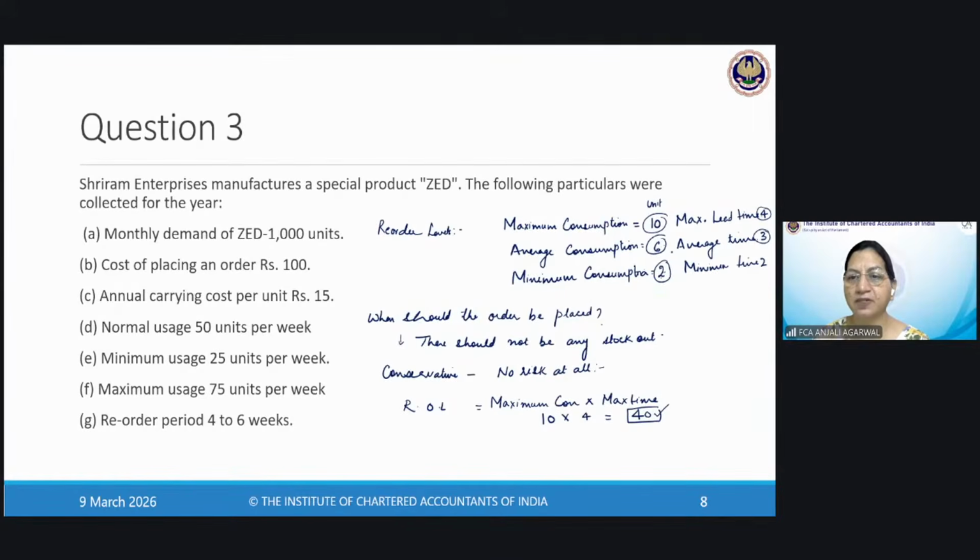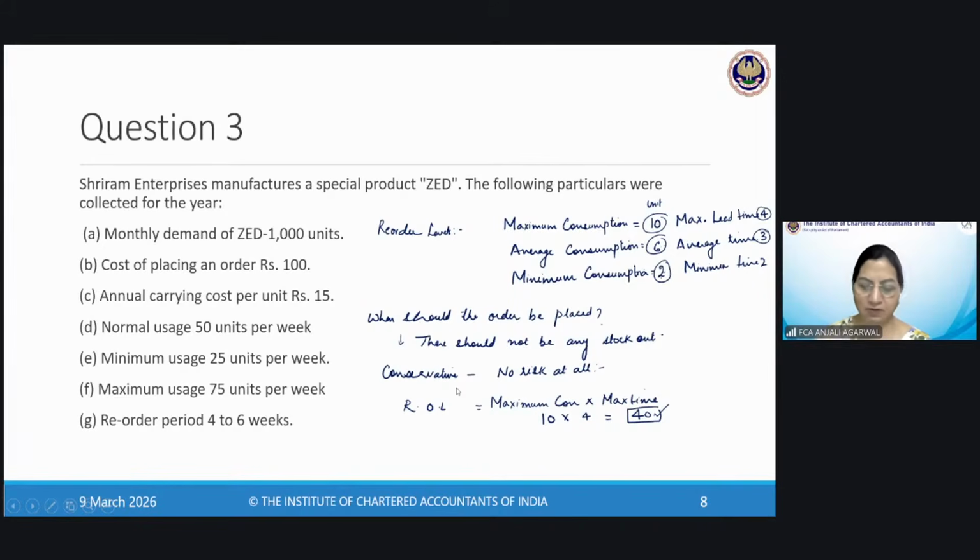Let's take the worst scenario. You had a maximum consumption and the stocks were also delivered in maximum time. So 10 into 4, 40. But then I'm sure by now they will be delivered and I had exactly 40 units to ensure that my operations are smooth. So if you follow this approach, maximum consumption into maximum time, you will have absolutely no tension. No matter how long it takes, no matter how much you consume, you are not going to be stocked out. So this is one of the formulas for reorder level, maximum consumption into maximum time.